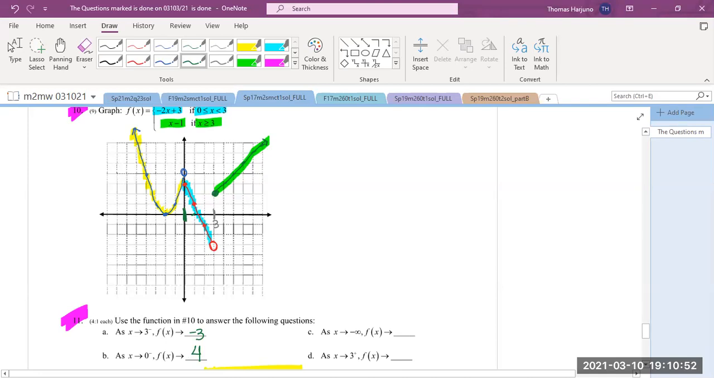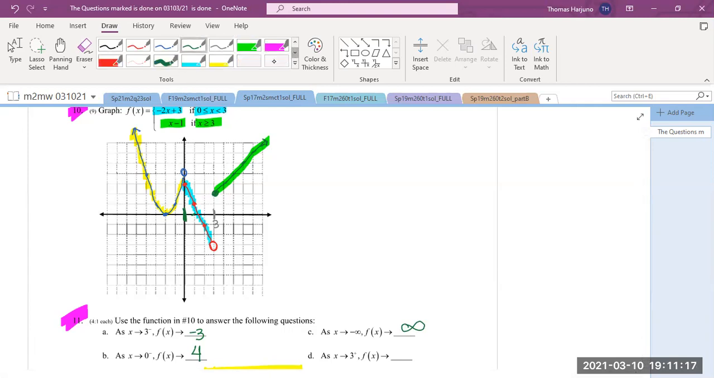Now, how about the value of the function when x goes to negative infinity? When you go very far to the left, what is the value of the function approaching? It goes to infinity, right? Very far up. How about when you approach 3 again, but this time from the right-hand side? The y value will be approaching this y. What is that y? 2, right? It's approaching 2.